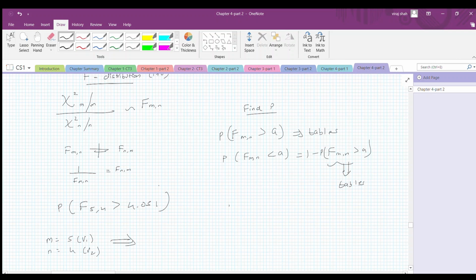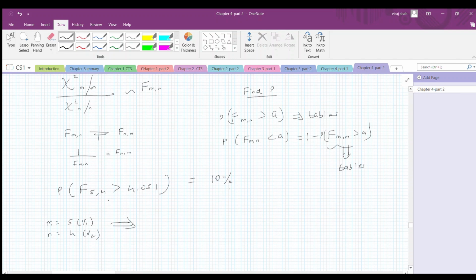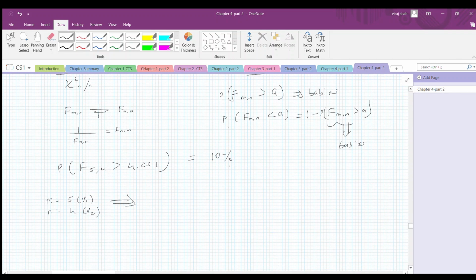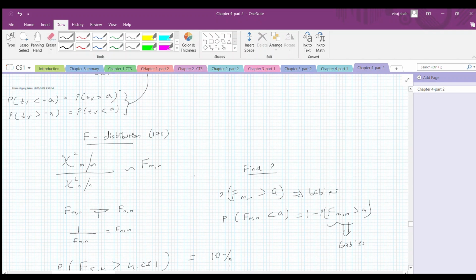So I want to find F(5, 4) for 4.051. On page number 171, under 5 of v1 and under 4 of v2, I get 4.051, which is under the heading of 10%, right? So my answer is 10%. That's what you have to do. So this is what the F distribution is, and this is what the t distribution is.